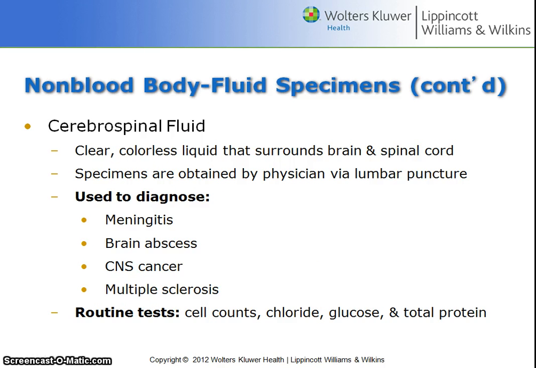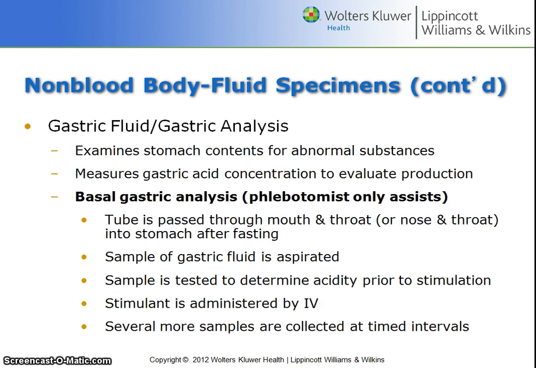Cerebral spinal fluid, or CSF, the clear colorless liquid that surrounds the brain and the spinal cord. Specimens are obtained by a physician, used to diagnose meningitis, brain abscess, CNS cancer, multiple sclerosis. Routine tests include cell counts, chloride, glucose, total protein, and CSF culture, as well as the Gram stain.